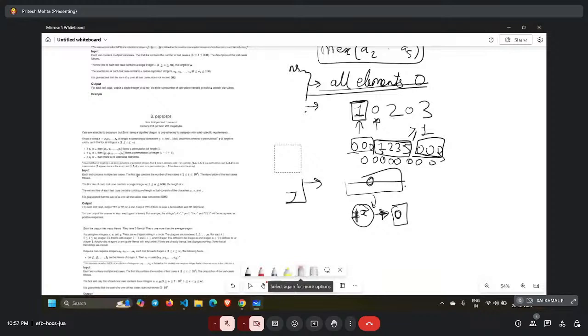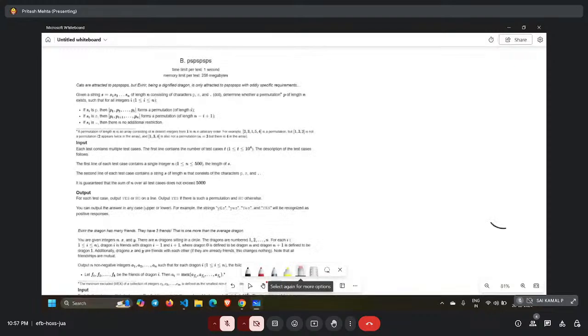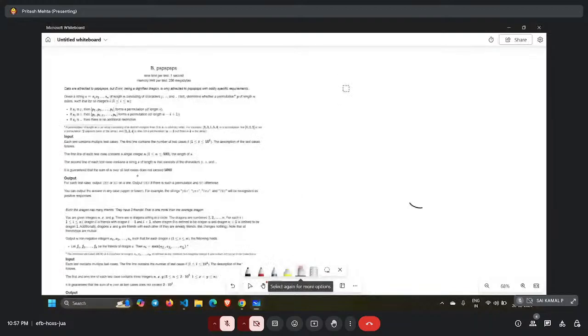So problem B is PS. Now we have to do some observations here. Let us suppose we have a case where we have P before S. So what does this tell?